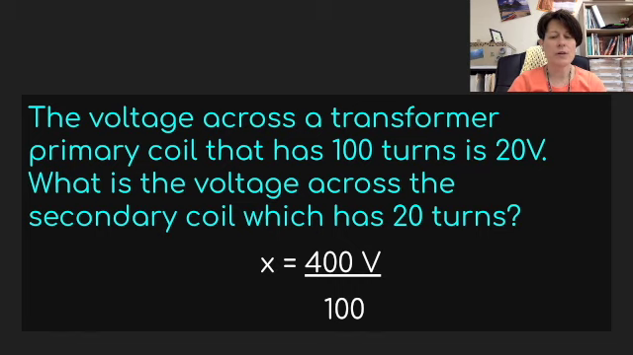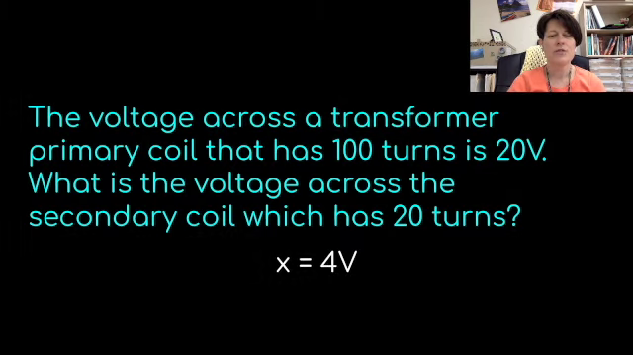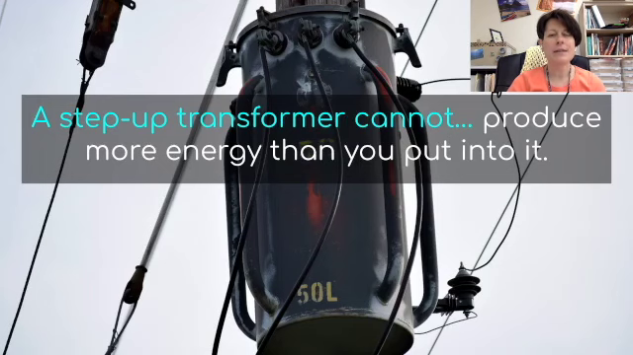X equals 400 volts divided by 100, solving for X. So X would be 4 volts. So we have fewer turns, we have a step down transformer: fewer turns, lower voltage. Now, let's talk about some practical things with this too here.